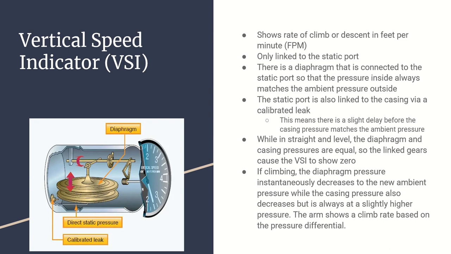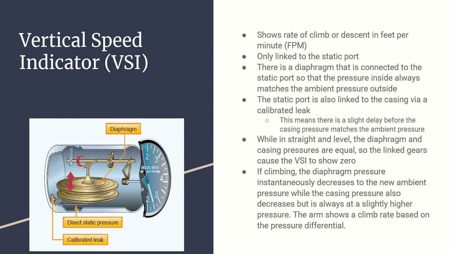And then consequently, if we're descending, right, we know that our pressure increases as we descend in the atmosphere. So the diaphragm, again, is going to immediately reflect that new pressure as we descend. So the pressure inside the diaphragm is going to continuously increase as long as we descend. And then that pressure in the casing is also going to continuously increase, but it's going to be running a few seconds behind, which means that the diaphragm has a higher overall pressure than the casing.